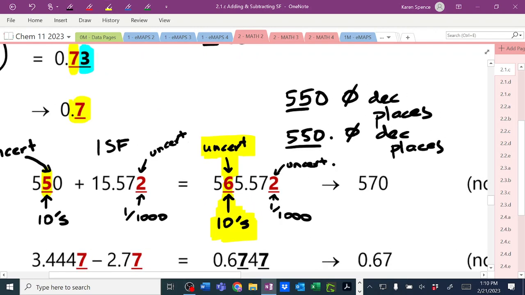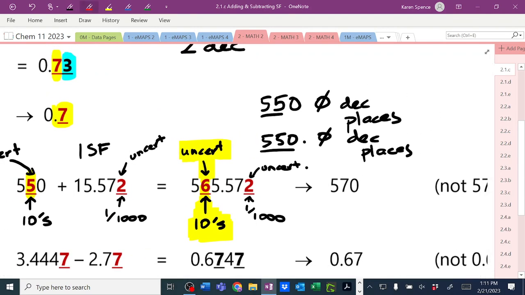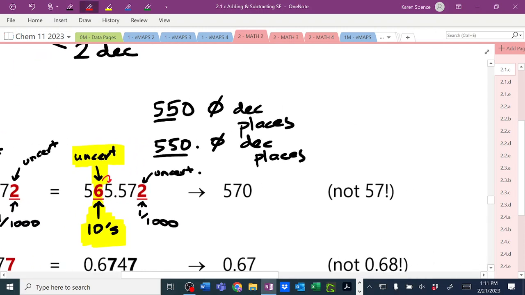which means we need to look to the right of the 6. That's a 5, so we're going to round up and we get 570. How would you write that in scientific notation? Tell your partner. How would you write that in scientific notation?